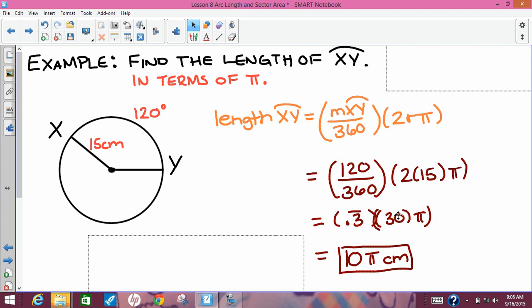So instead of rounding the 0.3 repeating to just 0.3, you should do 120 divided by 360 in your calculator and then multiply that answer by 30. So that'll tell you that we have an arc length of 10 pi, and centimeters is our units. Again, right here, our whole circumference for the circle is 30 pi centimeters. The fraction we're talking about is 10 pi centimeters.